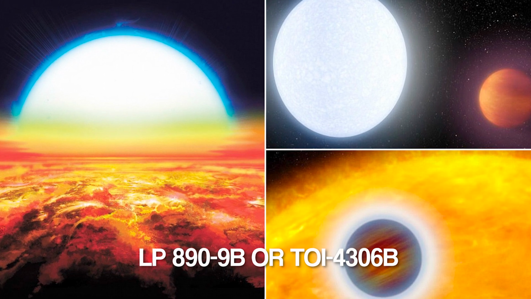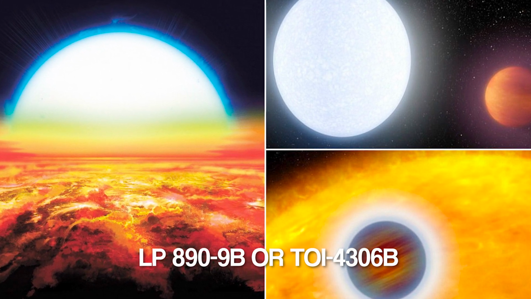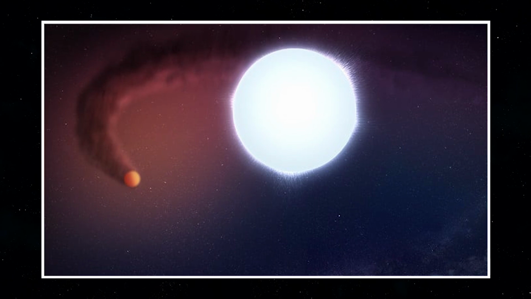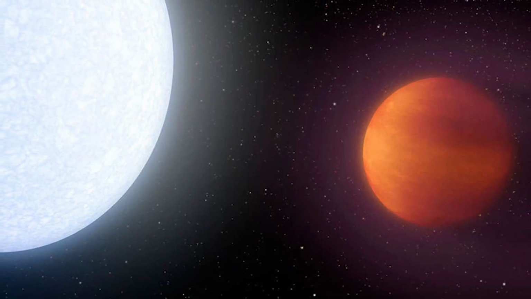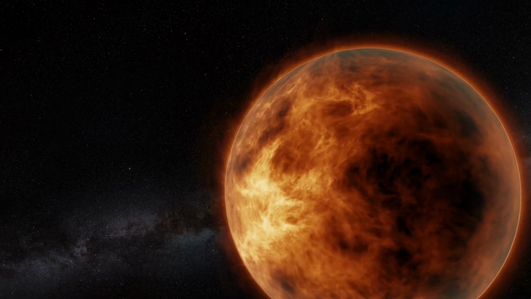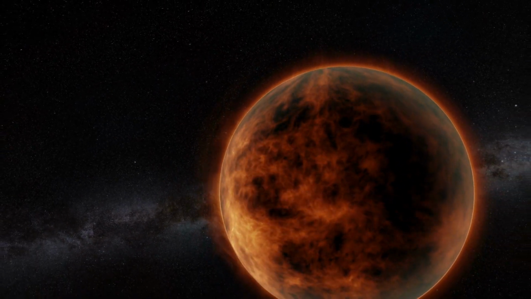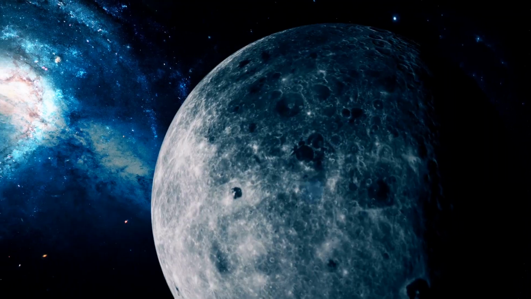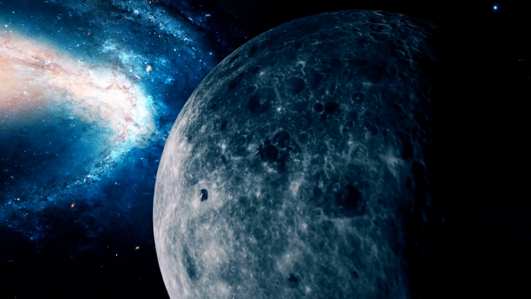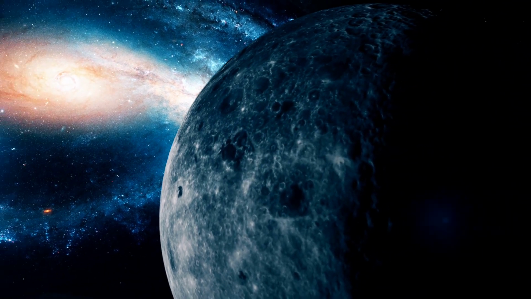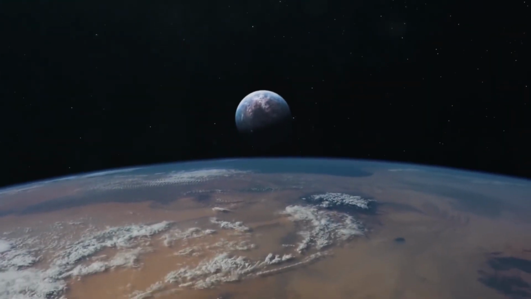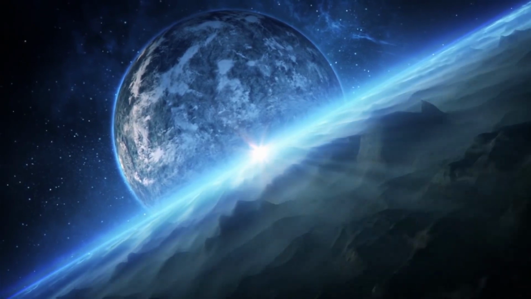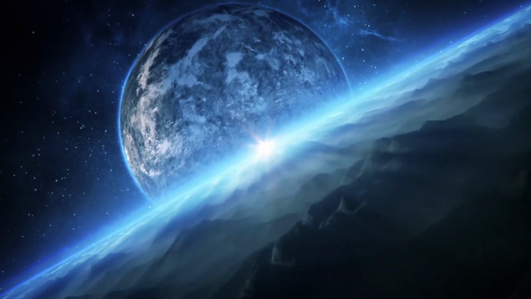LP 890-9b, or TOI-4306b, is the innermost in the system, and was initially identified by NASA's Transiting Exoplanet Survey Satellite, or TESS for short. This is a space mission dedicated to the search for exoplanets orbiting nearby stars. This planet, which is roughly 1.3 times, or 30% bigger than Earth, completes an orbit around the star in only 2.7 days. Meaning it orbits the star around 130 times faster than we get around ours.